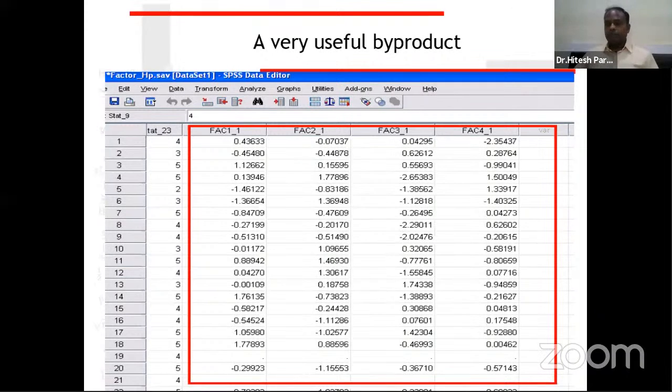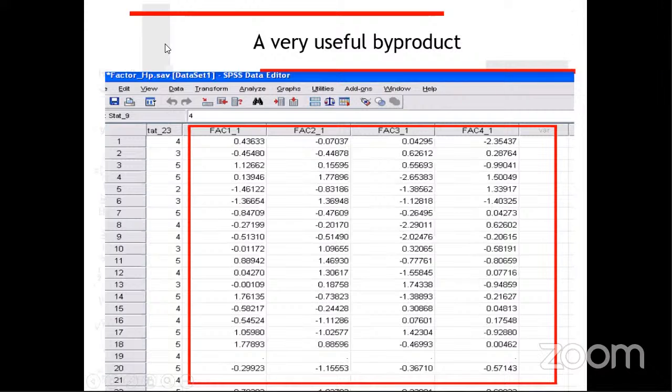These are the individual variable scores, but these are standardized scores. So how are we getting this?